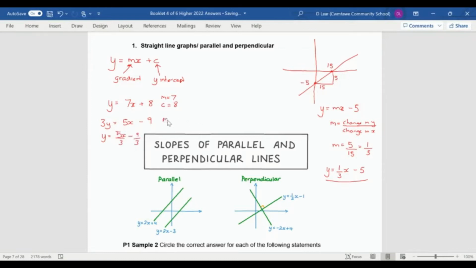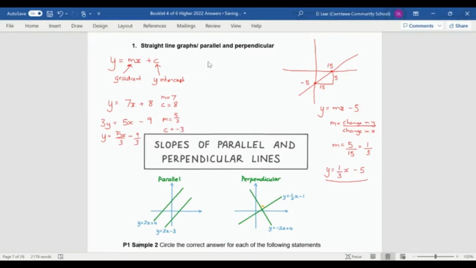Okay, so the gradient is 5 divided by 3. And because 5 doesn't divide by 3, I'll leave it as a fraction. Whereas the y-intercept is, and people will forget the minus here, so check your answers, if there's a minus in the middle, the y-intercept is negative, so it's -9 over 3. 9 does divide by 3, is 3, but again, not forgetting the minus, it's -3.